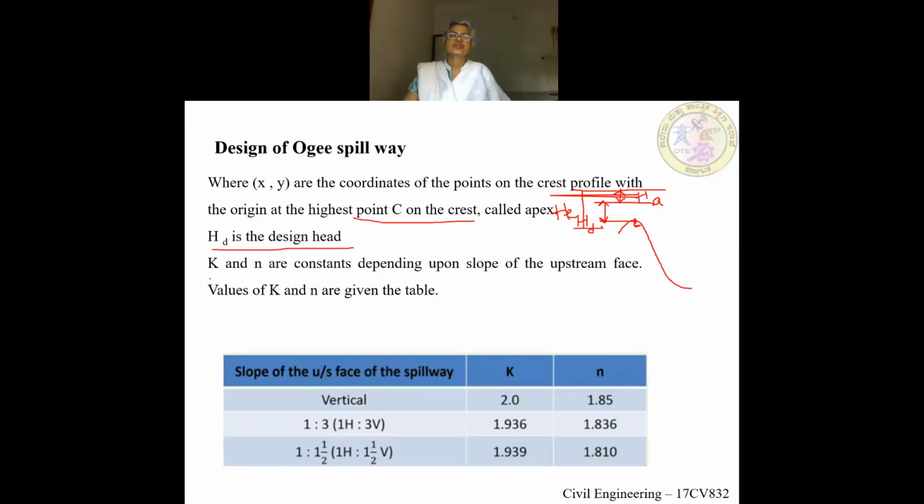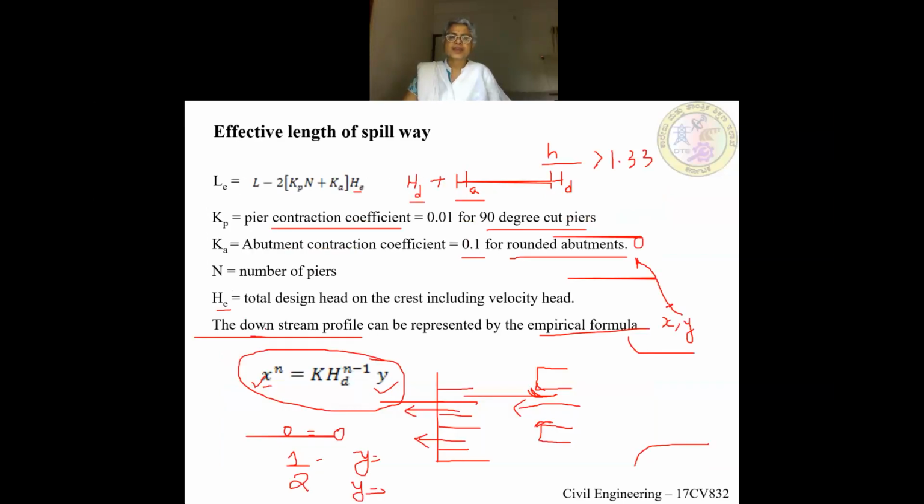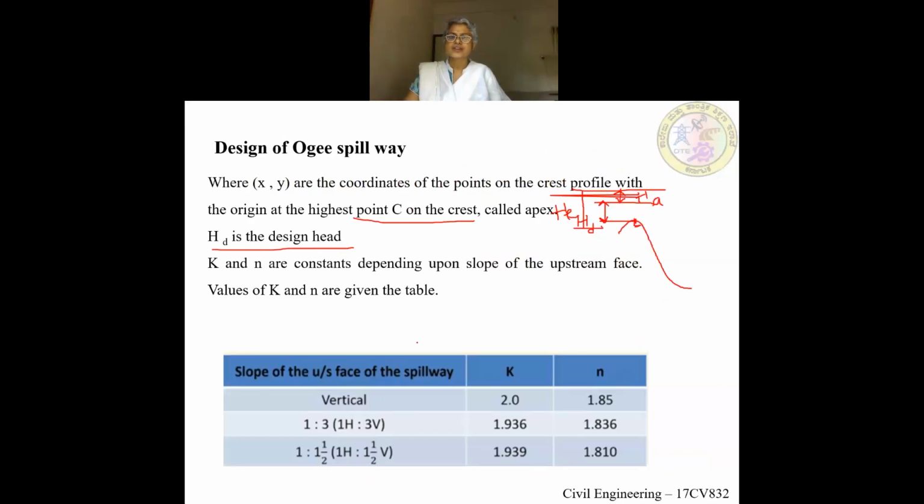K and n are constants depending upon the slope of the upstream face. So these are the coordinates you get for the downstream face. The upstream face can be inclined like this, or it can be vertical. Vertical means it will be like this.